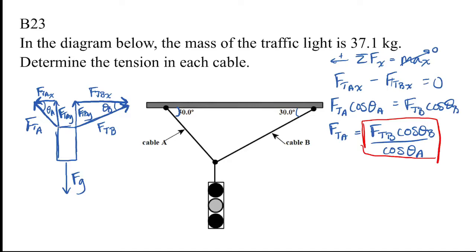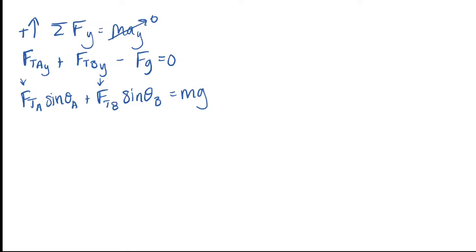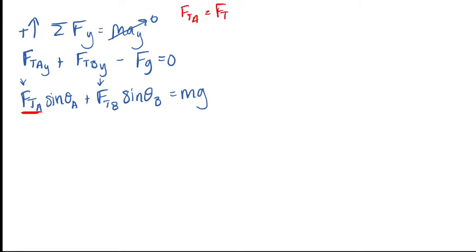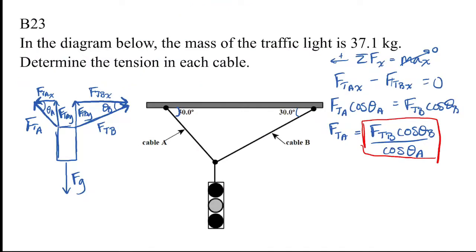So again, force of tension in A equals force of tension in B times cosine theta B divided by cosine theta A. Remember, we found that, and now I'm going to substitute it into this equation right there. Doesn't that sound like fun? So remember what we found: force of tension in A is equal to force of tension in B times cosine of the angle at B divided by the cosine of the angle at A. Yeah, that's what we found.